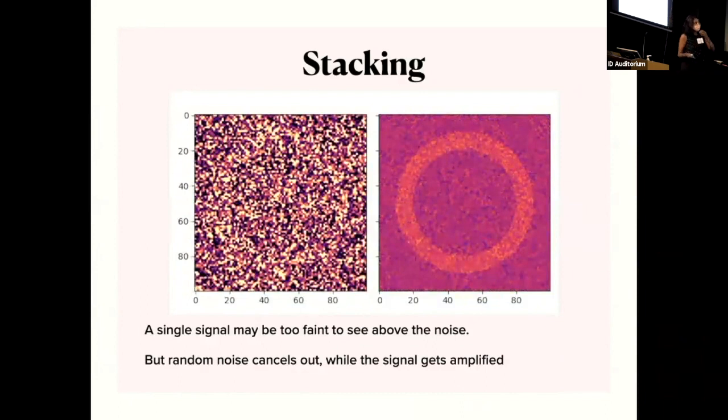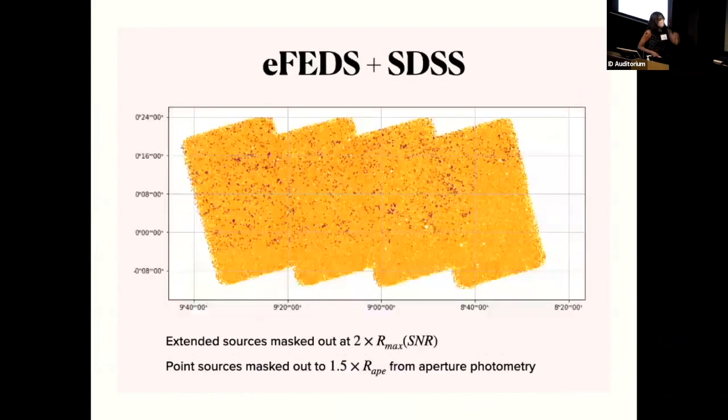But the thing with stacking is you can't just stack random cutouts from the map. You need to start with an educated guess about where to look. So first of all, the X-ray map that I have, so I showed you a full sky map of eROSITA. That's actually not fully publicly available yet.